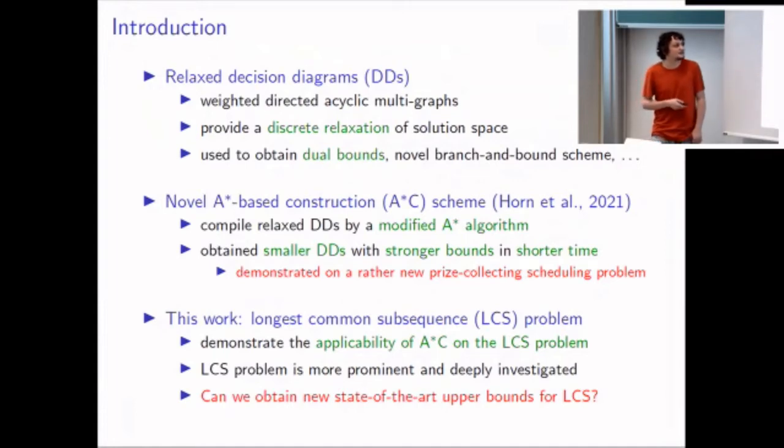And recently we published a novel A star-based construction algorithm to compile relaxed decision diagrams. We could show with this algorithm that we can obtain smaller decision diagrams, which provide stronger relaxations, and we can do this in shorter time than compiling relaxed decision diagrams with traditional methods from the literature. However, we demonstrated this on a new prize-collecting scheduling problem. So in this talk, we want to apply it on the longest common subsequence problem, which is a more prominent problem and is also deeply investigated in the literature. I want to show that we are also able to compile relaxed decision diagrams that provide better upper bounds than the current state-of-the-art upper bounds from the literature.